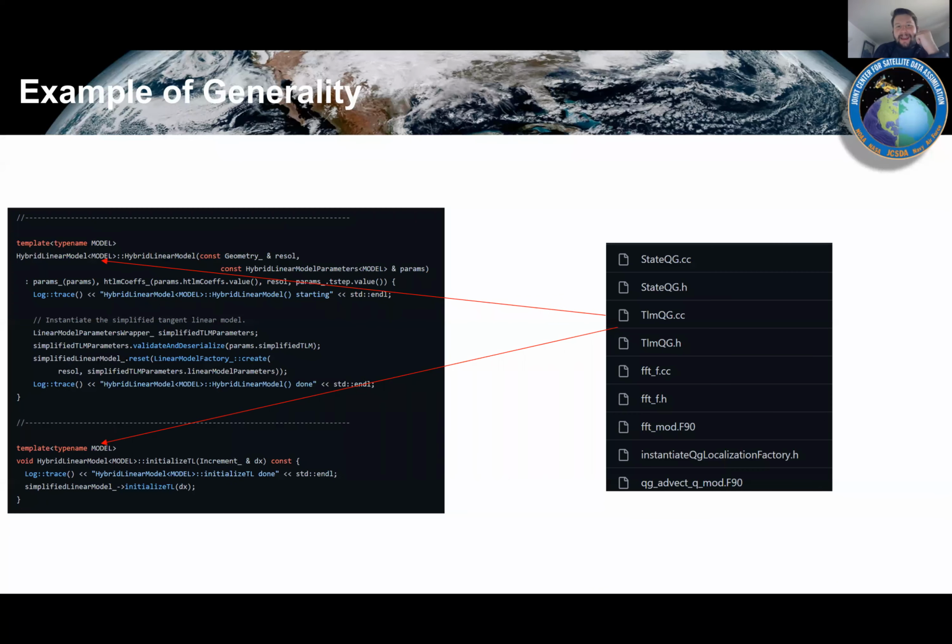So that's generally what JEDI is. This is just an example of the generality of the code. This doesn't have to make sense, but most of it's in C++. There are interfaces with Fortran, and you can use that. But it's kind of interesting to point out this template typename MODEL, right? So the idea here is that you'll implement certain things. So say for QG, you write a TLM, you write something called a state, other things that are needed for JEDI, and those interface with the JEDI system for your model. But the idea is any model, bring your model, we'll do the DA for you, right? And we'll have advanced algorithms that you can use and are well tested. That's the goal.